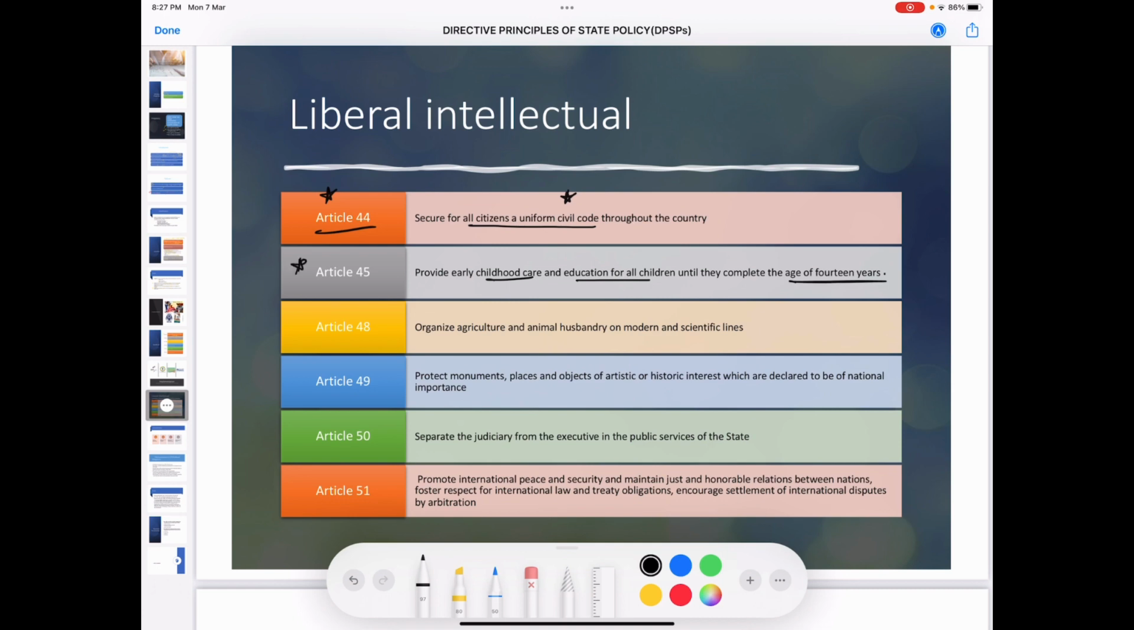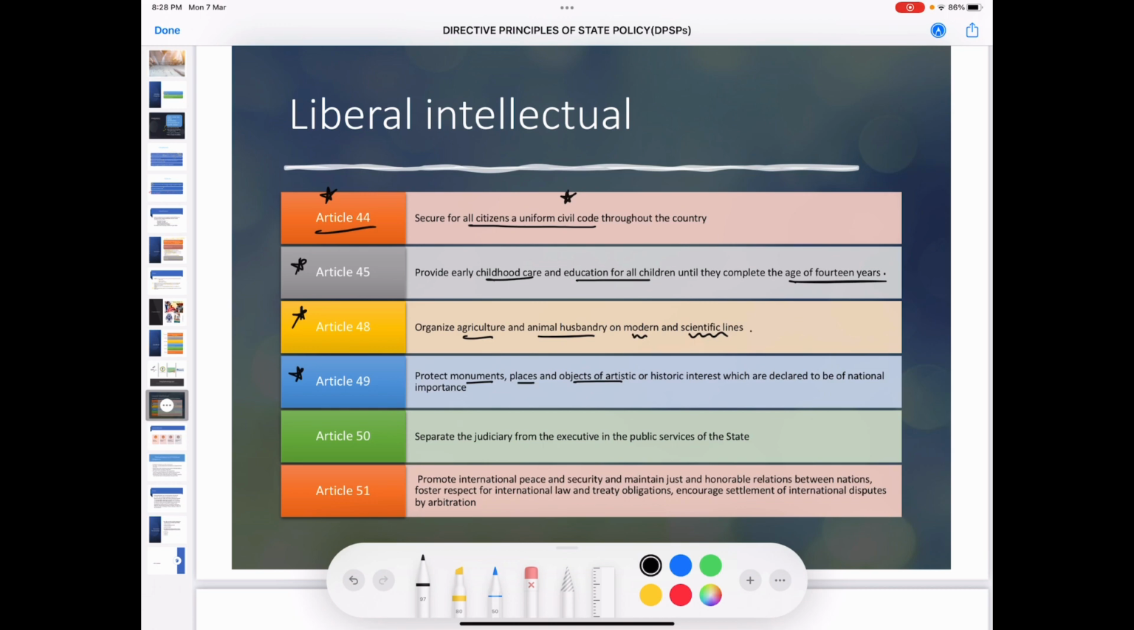Again, very important. Article 48, organize agriculture and animal husbandry on modern and scientific lines. ये भी important है. So जो मैं बोल रही हूँ important है, questions आने के ज़्यादा chances है यहाँ से. Okay? Article 49, protect monument, places, objects of artistic or historic interest which are declared to be of national importance.